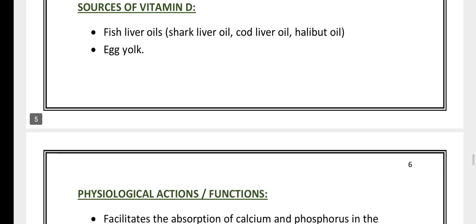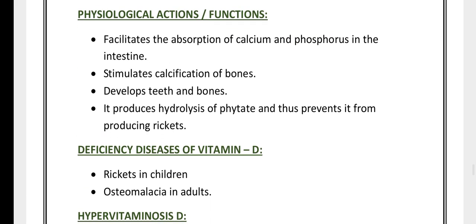Now we are going to see the sources of vitamin D. Vitamin D is obtained from fish liver oils like shark liver oil, cod liver oil and halibut oil. Vitamin D is also obtained from egg yolk. Now coming to physiological actions or functions of vitamin D. Vitamin D facilitates the absorption of calcium and phosphorus in the intestine, and it stimulates the calcification of bones. It also develops teeth and bones, and it produces hydrolysis of phytate and thus prevents rickets.